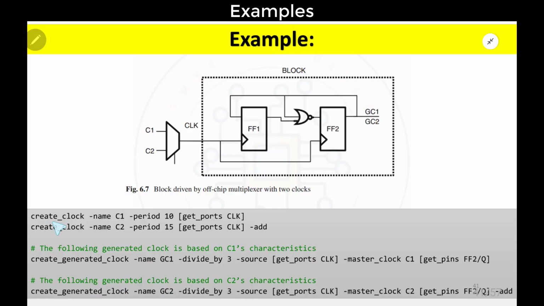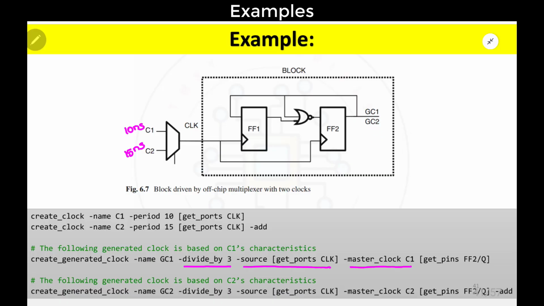So let us write the constraint. Create clock hyphen name C1 time period, so here this is 10 nanosecond, get port CLK, and C2 is 15 nanosecond and I am writing hyphen add. Remember this. Now write generated clock. GC1 and GC2 I want. So create generated clock hyphen name GC1 and here I am dividing it by 3. And source it is coming from get ports CLK and in this among C1 and C2 the master is C1.